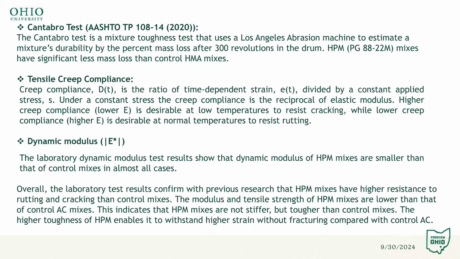So overall, the laboratory testing results confirmed previous research that high polymer mixes have higher resistance to rutting and cracking than control mixes. The modulus and tensile strength of high polymer mixes are lower than that of control mixes. This indicates that high polymer mixes are not stiffer, but they are tougher than control mixes. The higher toughness of a high polymer mix enables it to withstand higher strain without fracturing compared to control mixes.